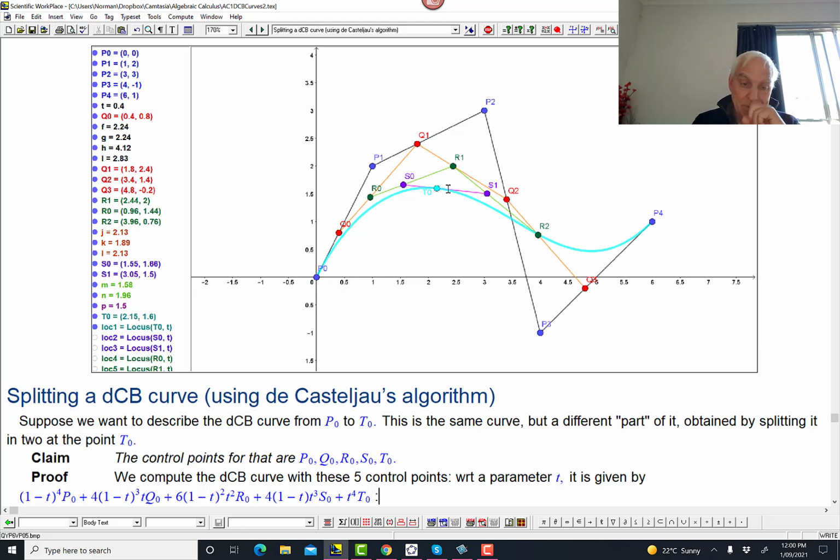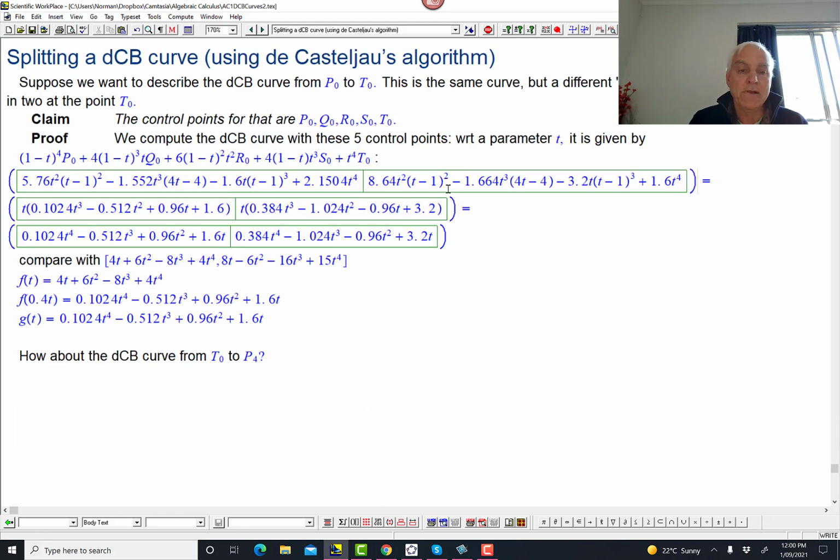Okay, so how could we check that this is actually true? Here is the formula for a curve with given control points. But now instead of having P0, P1, P2, P3, and P4, I'm plugging in these ones. Okay, so here's P0, Q0, R0, S0, and T0.